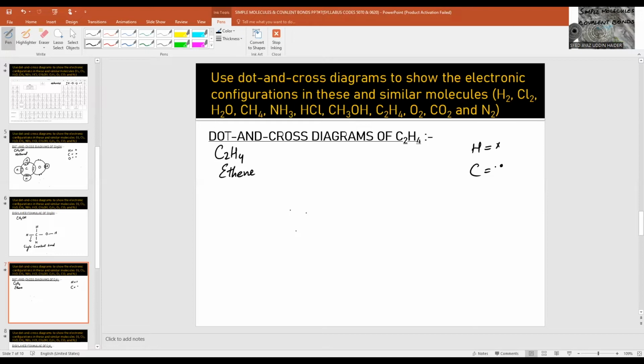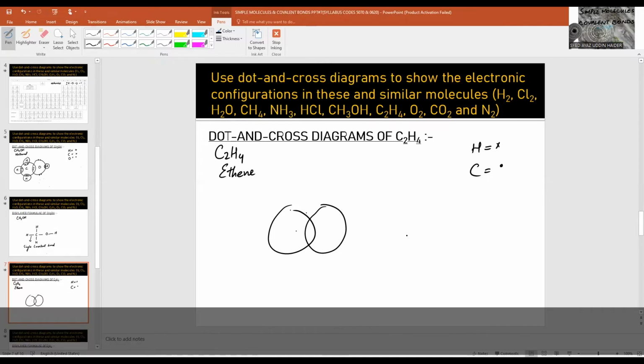If you look at the molecule, there are two carbon atoms and four hydrogen atoms. We have to attach these two carbon atoms with each other. This is an example of an organic compound. Ethene is an organic compound. It belongs to the family alkene. There are four hydrogen atoms. Two hydrogen atoms will attach to each carbon atom.